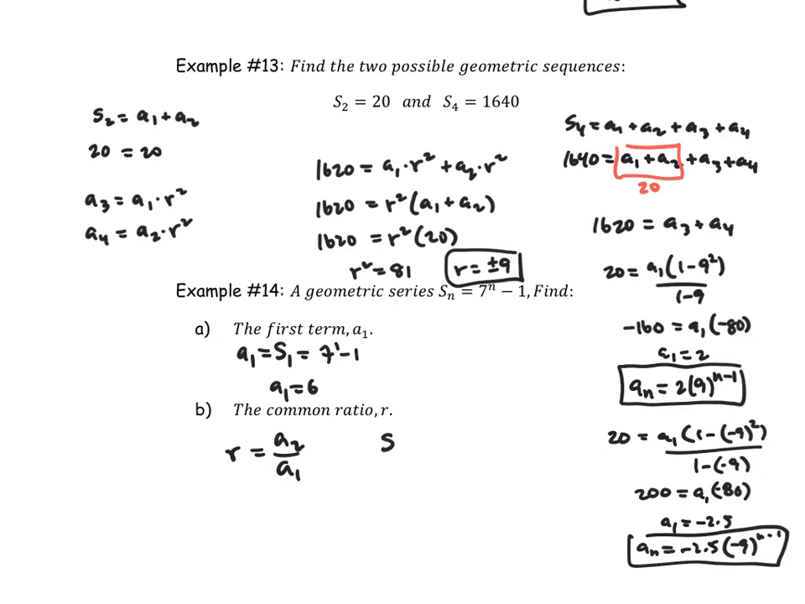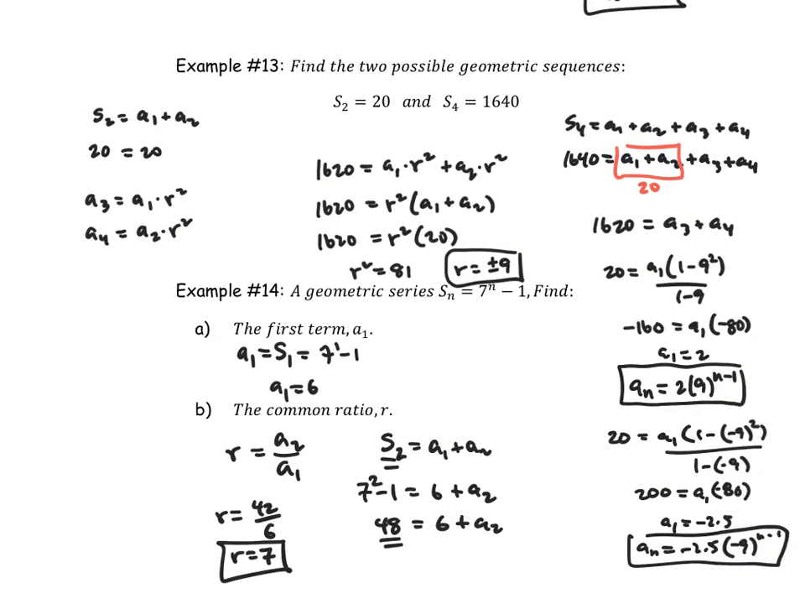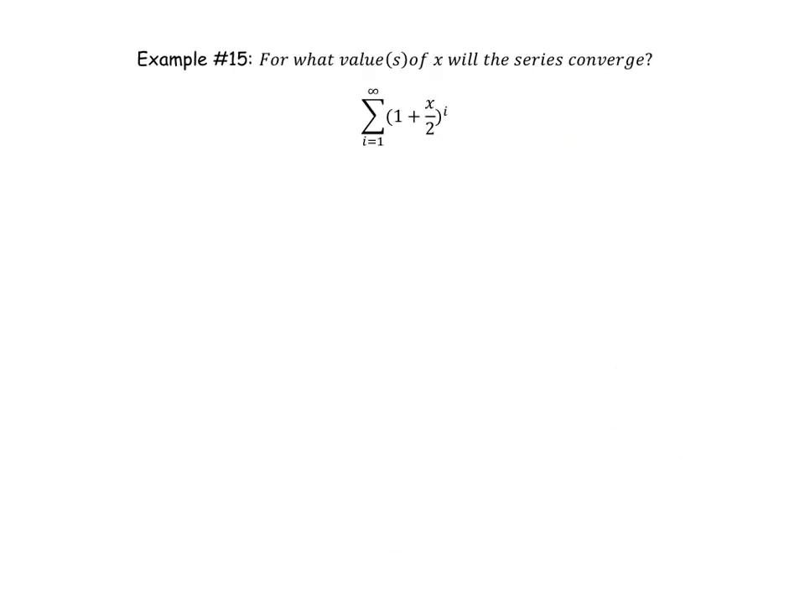So if I can find the sum of the first 2 terms, which is a1 plus a2, the sum of the first 2 terms would be 7 to the second minus 1. And I know a1 is 6, so I can find the second term here. So that would be 48. That's the sum of the first 2 terms is equal to 6 plus a2. So a2 must equal 42. So r will equal a2 over a1. So it looks like our common ratio is 7. All right, one more example here, and that'll be it for today's lesson.